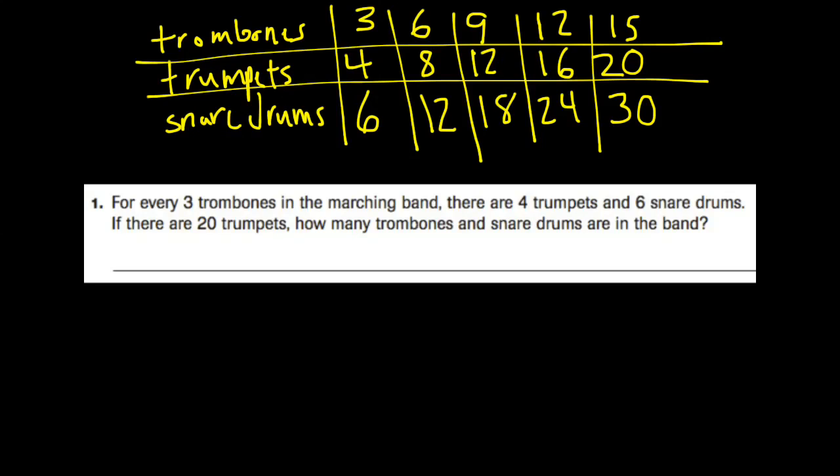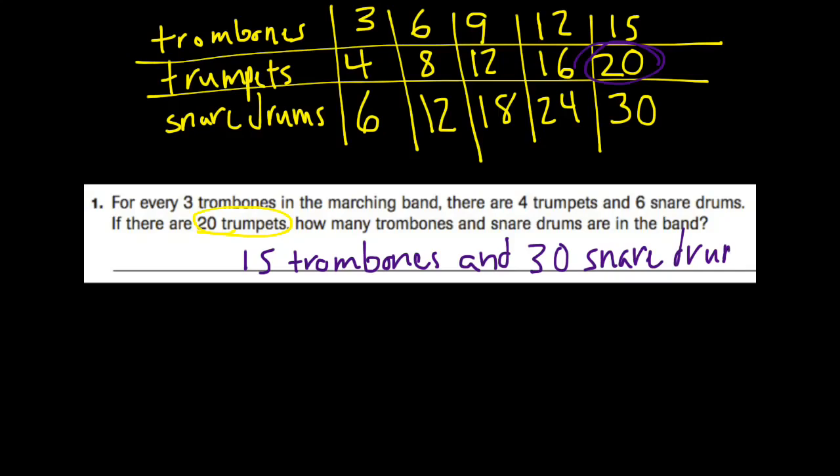And if I look down here, it says if there are 20 trumpets, I just got to 20 trumpets right here. With 20 trumpets, I'm going to have 15 trombones, and then I'm going to have 30 snare drums. This is one way to solve a proportion problem using a 3-column table, like I just did.